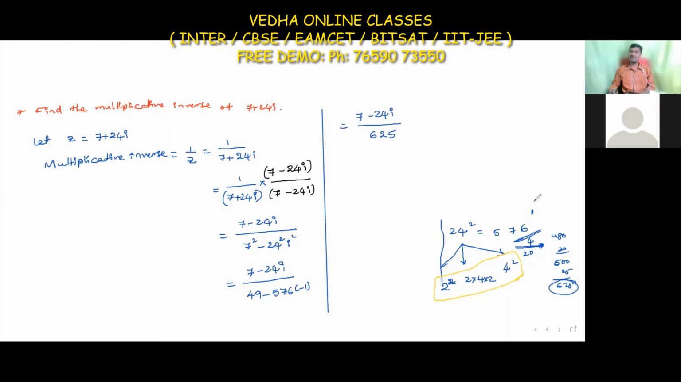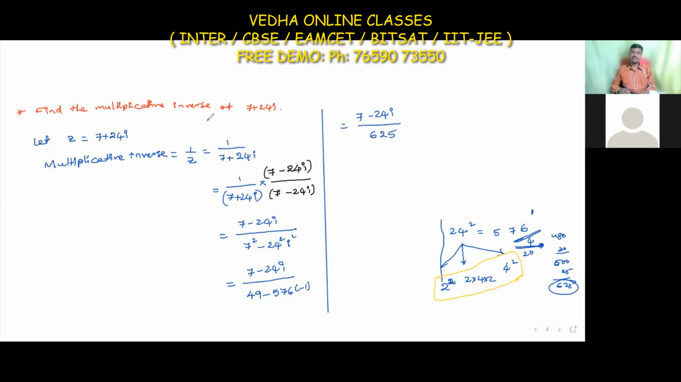Usually we also call this rounding off the numbers. Here, 576, how much is less? First we have to add that, so that the calculation becomes easy.